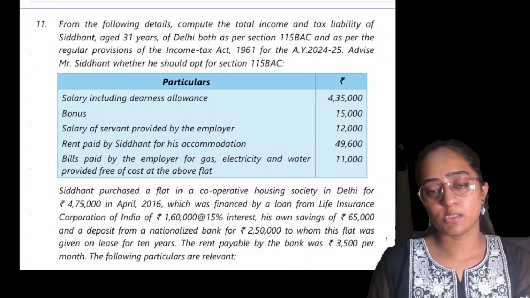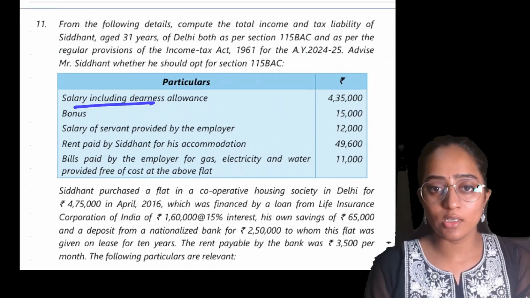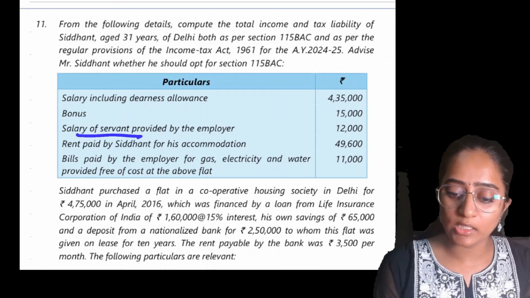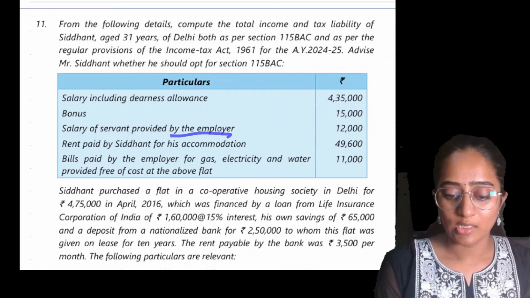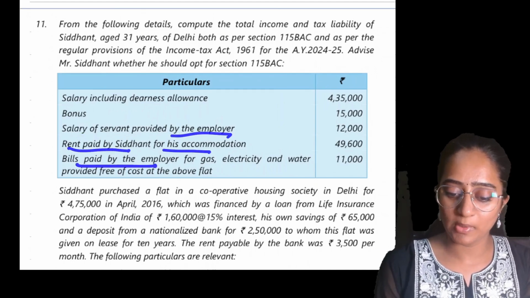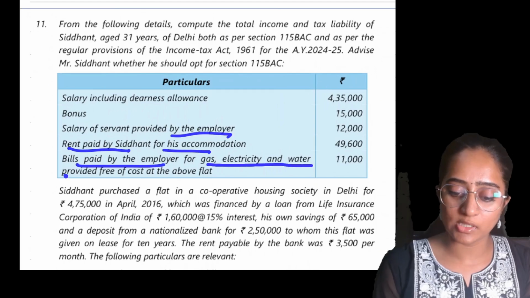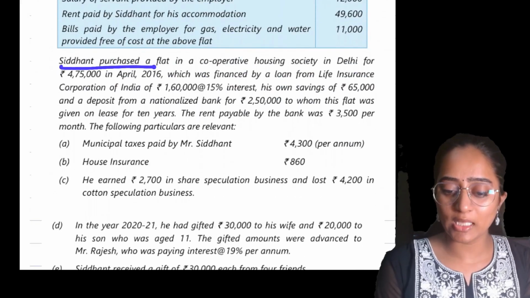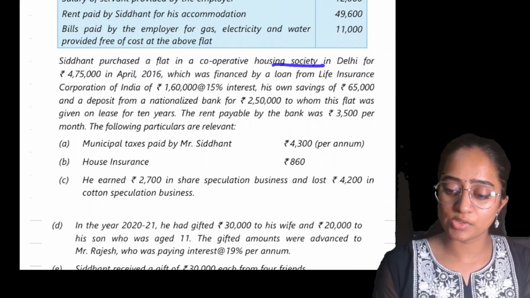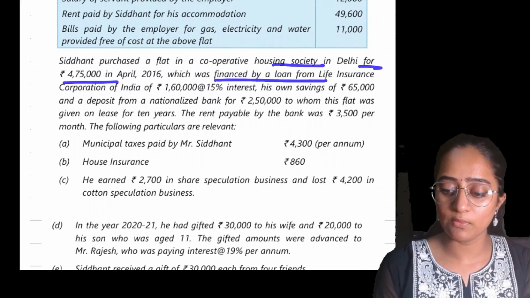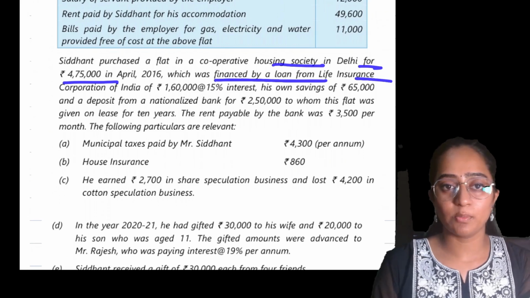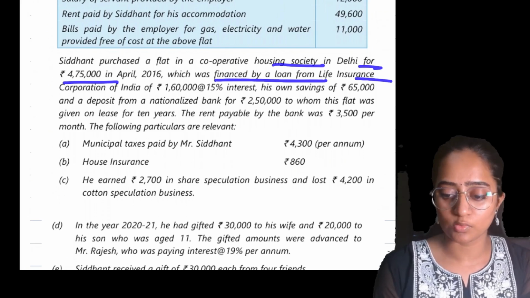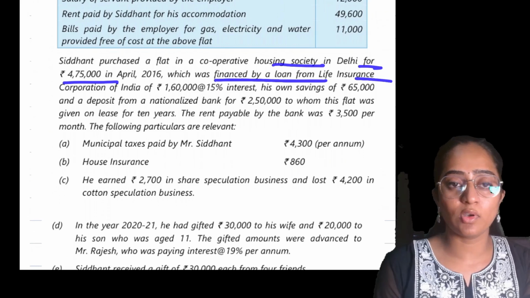The information given in the question is that salary including DA is provided. Bonus information is given. Rent provided by the employer, rent paid by Siddhant for his accommodation, and bills paid by the employer for gas, electricity, water provided free of cost at the above flat. Siddhant purchased a flat in a cooperative housing society in Delhi for 4,75,000, which was financed by him from LIC, 1,16,000 at 15% interest, his own savings, 65,000, and a deposit from a nationalized bank, 2,50,000, to whom this flat was given on lease for 10 years.